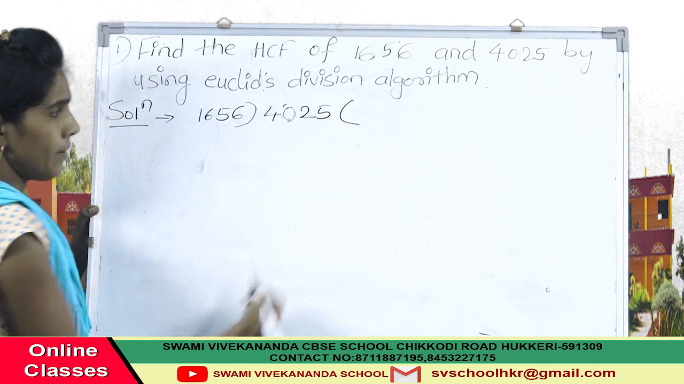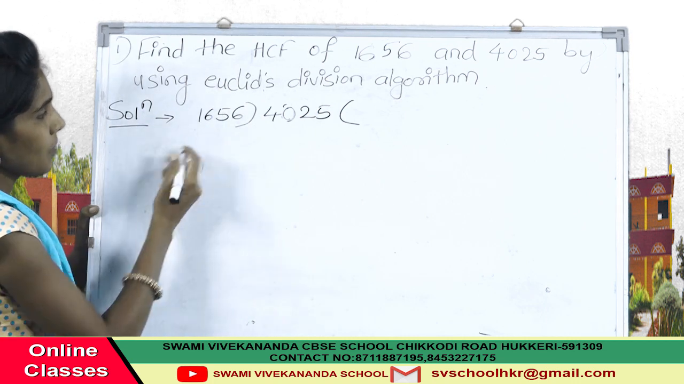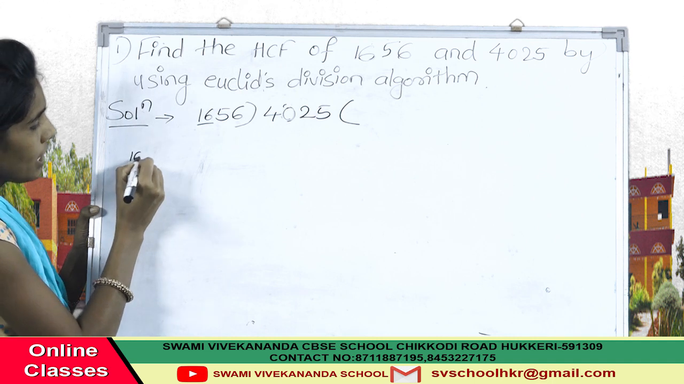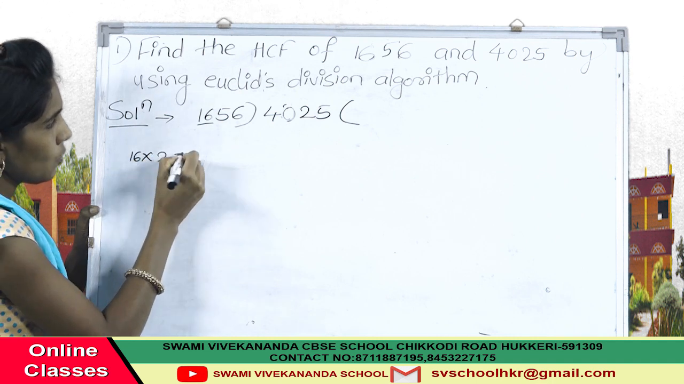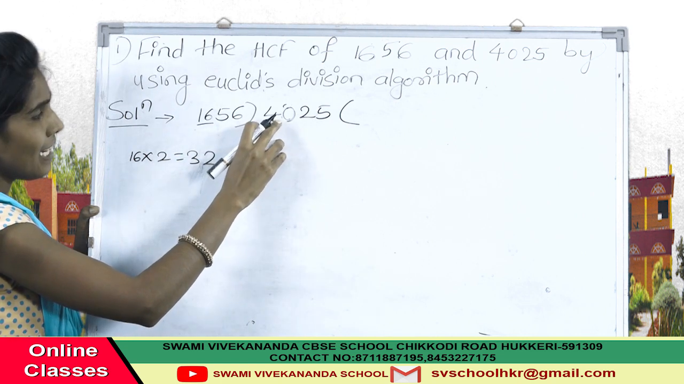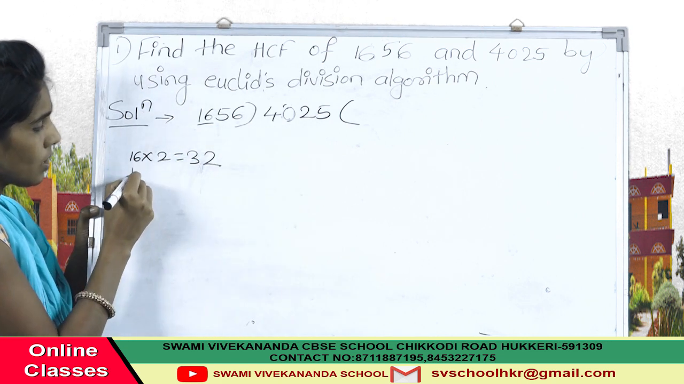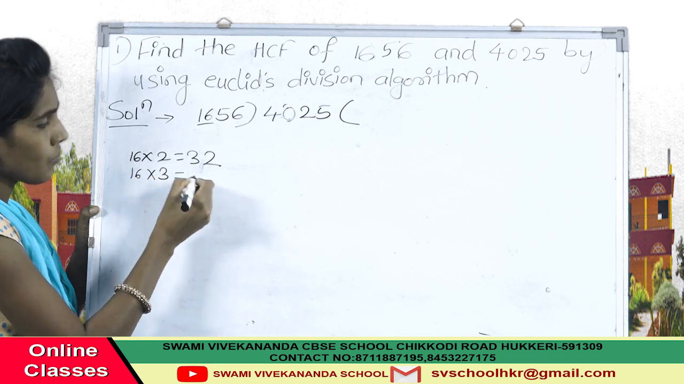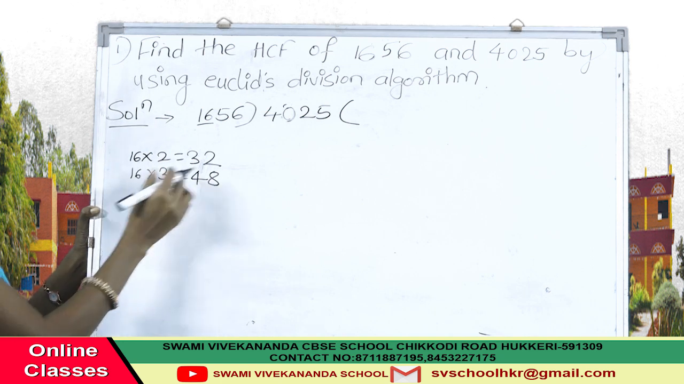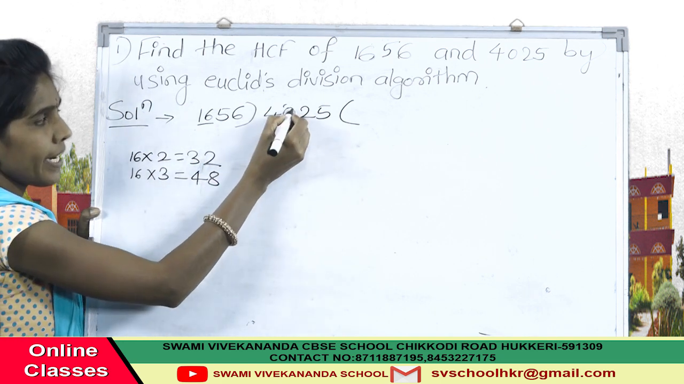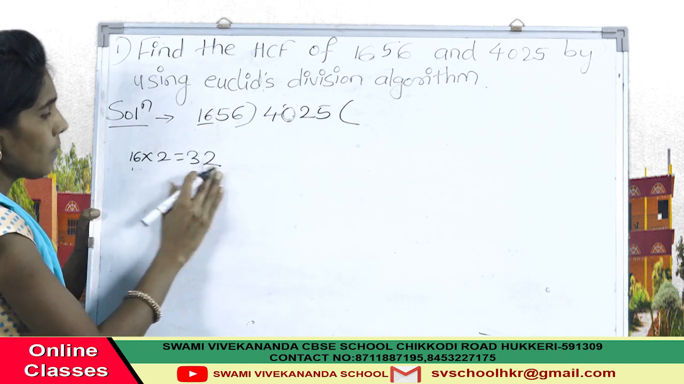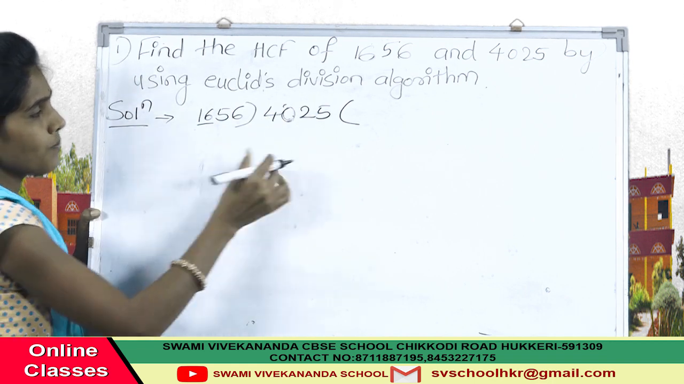Now divide 1656. In that, the first two terms I will consider here. See, 16 into 2 is 32. 32 is less than this 40. So 16 into 3 is 48. Yes, is it 48? Yes, this is 48. Is this greater than this 40? See, we want less than this 40, so I will take here 2.